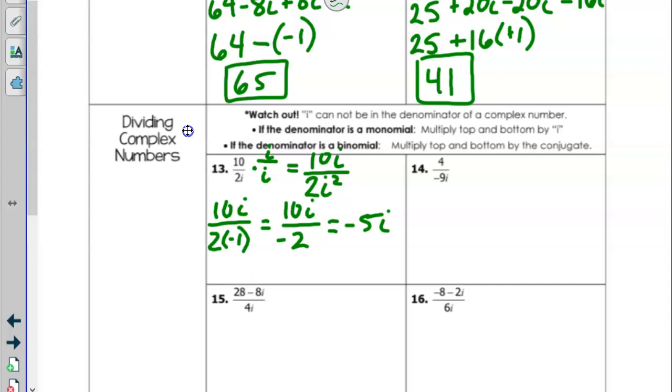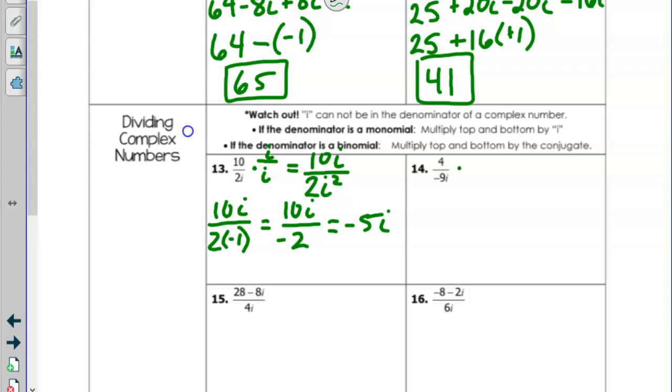Are you guys ready to try another one? The next one won't come out so nice and neat. So real quick, the reason why the 2i was squared was because our imaginary numbers are not in the denominator. Alright, so number 14, now we have 4 over negative 9i.